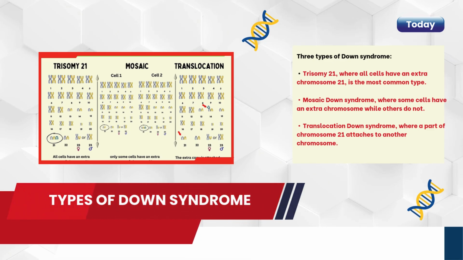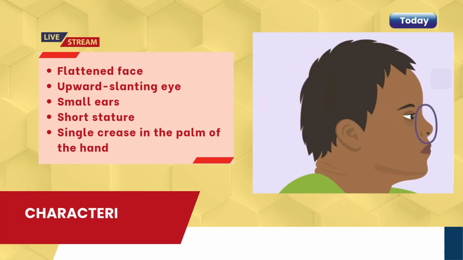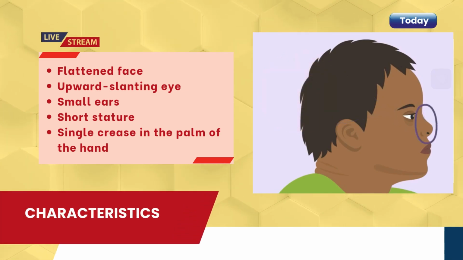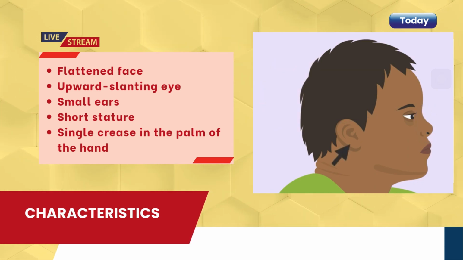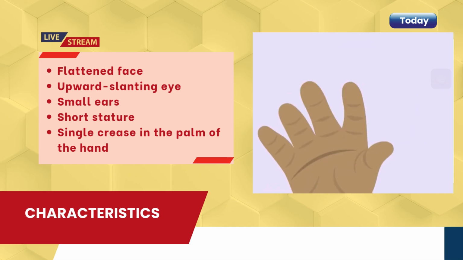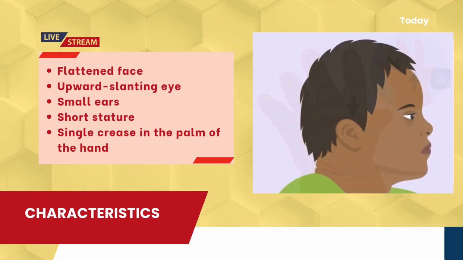Although Down syndrome is a lifelong condition, early therapy and support can greatly enhance independence and skills. People with Down syndrome often have distinct physical features, including a flattened face, upward slanting eyes, small ears, short stature, and a single crease in the palm of the hand. They may also experience developmental delays, such as slower progress in speech, learning, and motor skills.